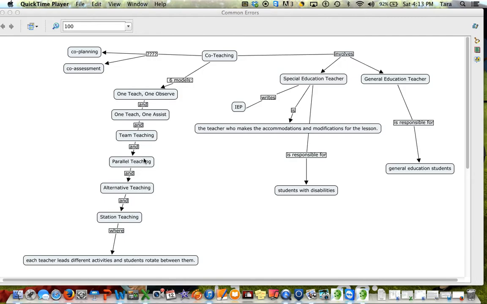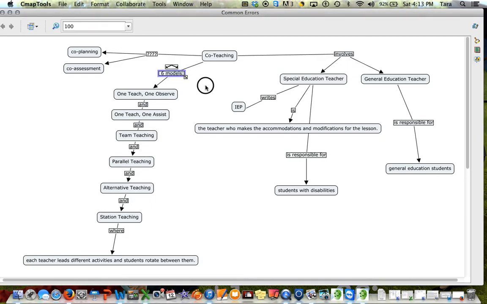So a big mistake people make right away is these question marks pop up as linking words if you forget to add linking words. So you must have linking words between all of your concepts. So leaving this as question marks would have you lose some points.